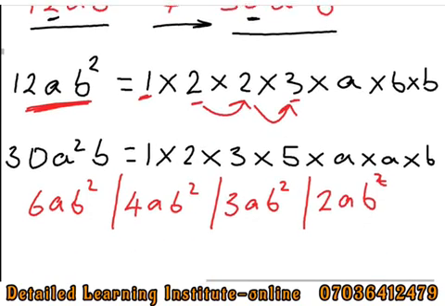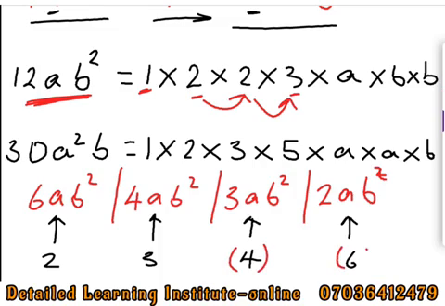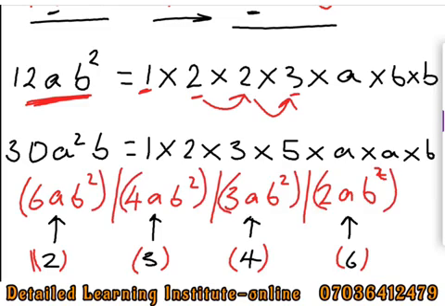Now, let's not forget the numbers that we actually used in this process. Now, how do we get 6a squared b? We used 2. How did we get 4a squared b? We used 3. And how did we get this? We used 4. And how did we get this? We use 6. Good. Now I hope you can see. So these are the factors that we engaged to get the answers, and these are the answers. So we are looking for the smallest possible answer.